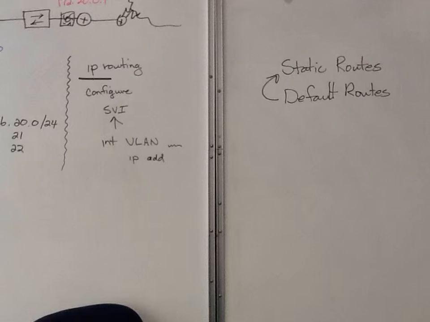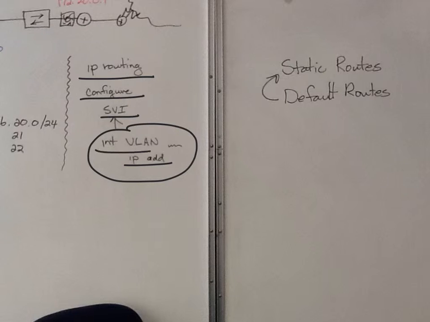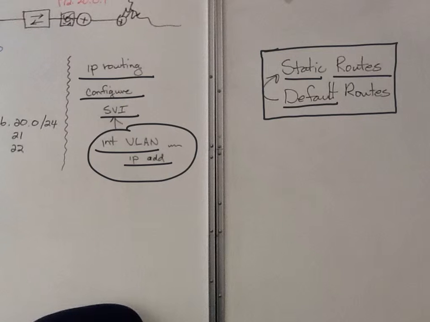So I reminded them you have to set up IP routing, and then you have to configure the switch virtual interface, VLAN, and give it an address. Alright. Then we started moving into more specifics on routing, and we started talking about static routes and default routes, and we reviewed that. I'm not going to spend any time on that here.